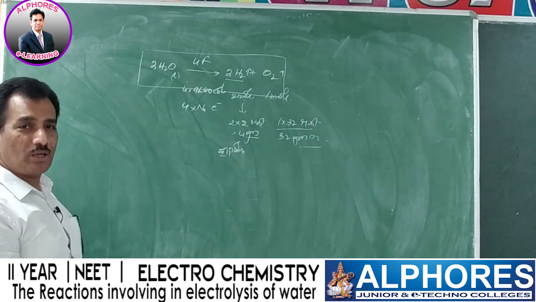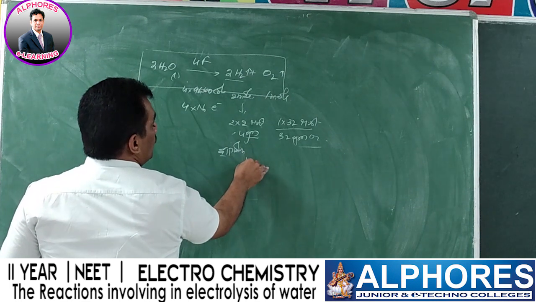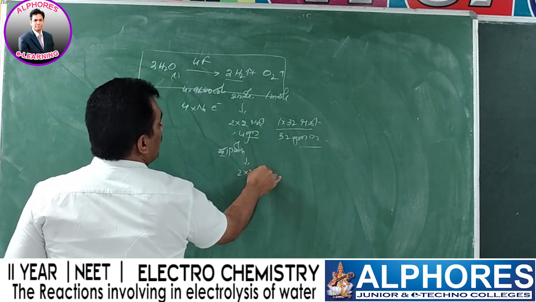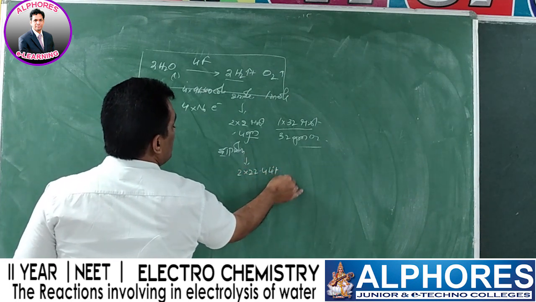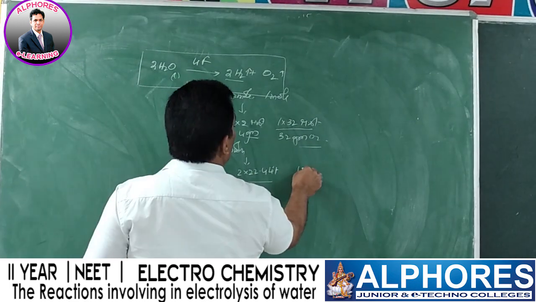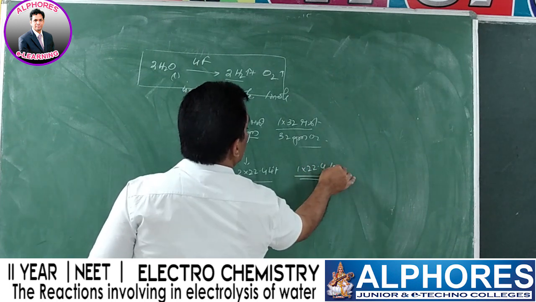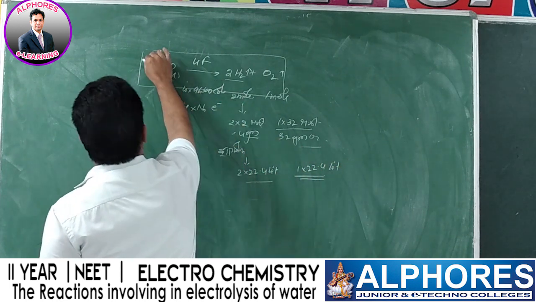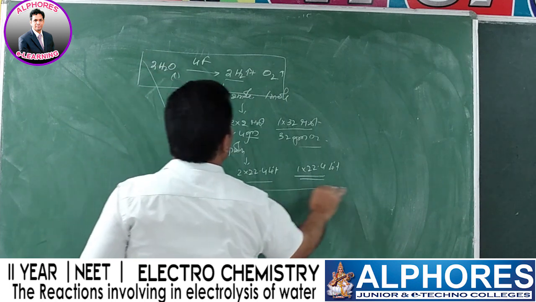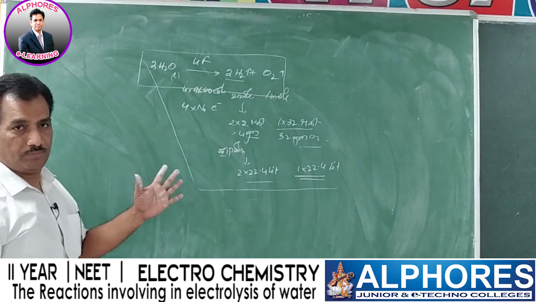And here 1 into 22.4 liters of oxygen will be released. So this is the data that we can get from this balanced electrolysis reaction of water. In case they are asking for any data by providing some other data, you just have to collect it from this. You have to connect them like this. Clear?